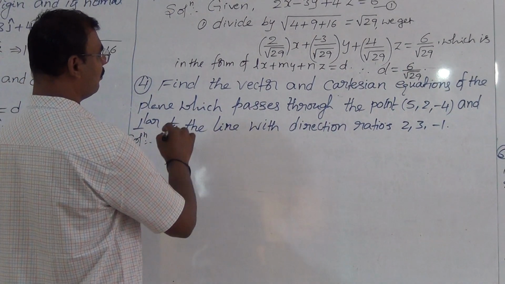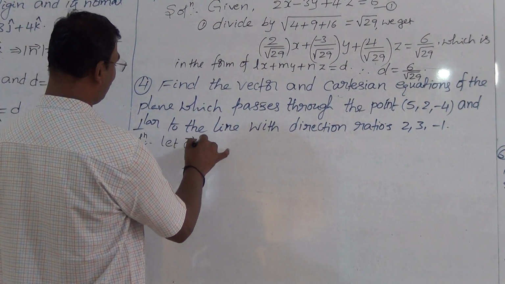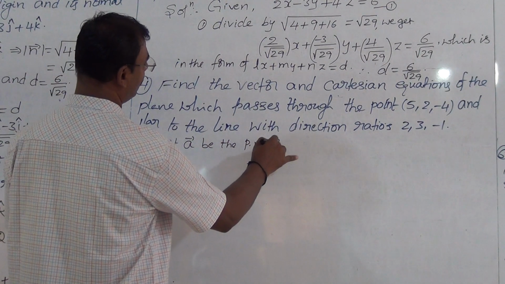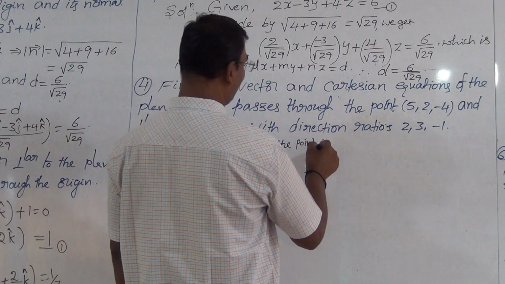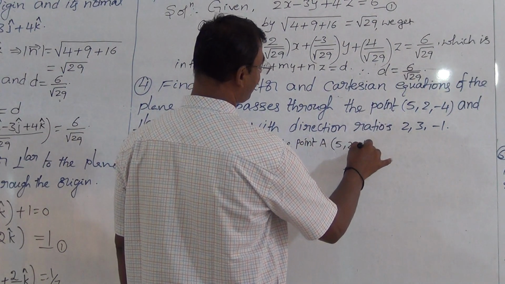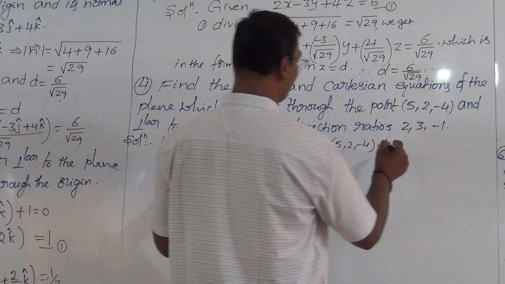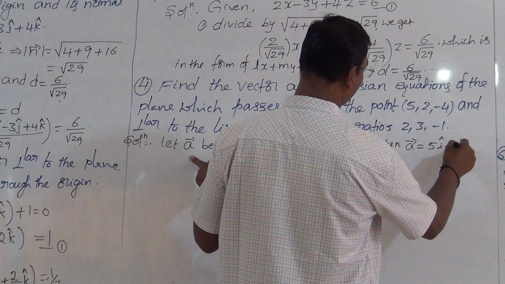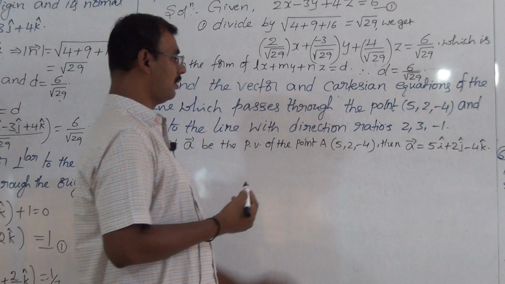So first of all we have to take the point. Let a bar be the position vector of the point. Any point we can take as A, that is given as 5, 2, minus 4. Then write in vector form, a bar is equal to 5i plus 2j minus 4k. This is the a vector.